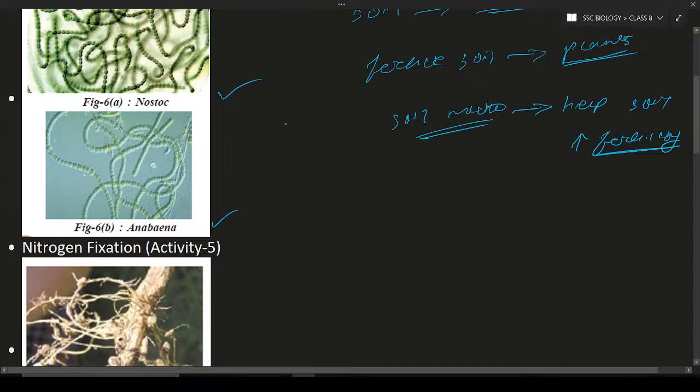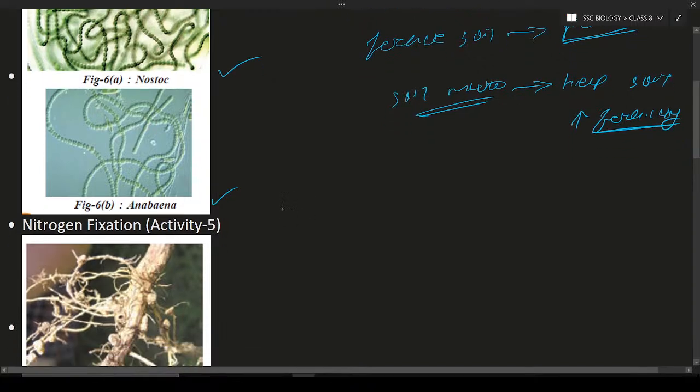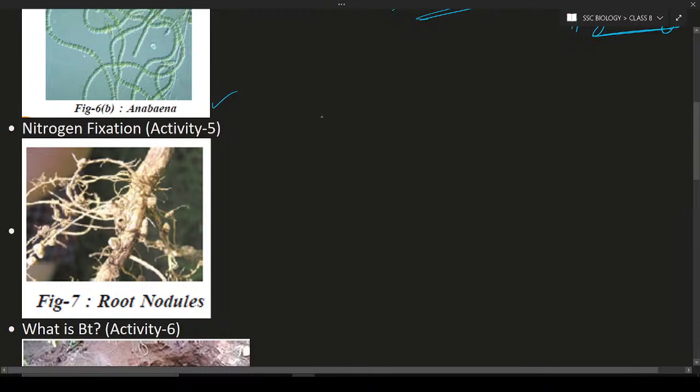Next one is nitrogen fixation. In nitrogen fixation, there is a small activity, that is activity 5. We have to observe and do this activity. First, what is this activity about? Go to the nearest field and see whether there are grown plants or not.